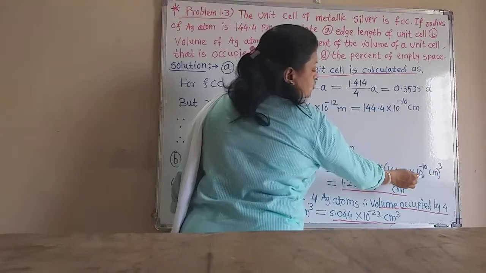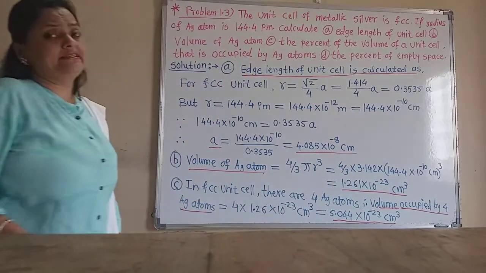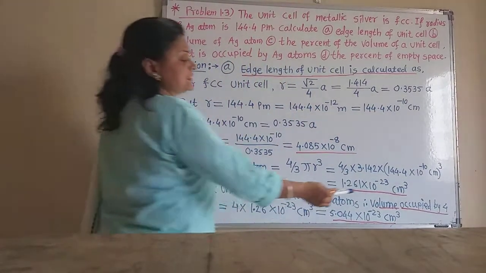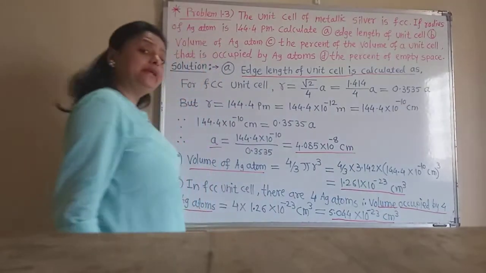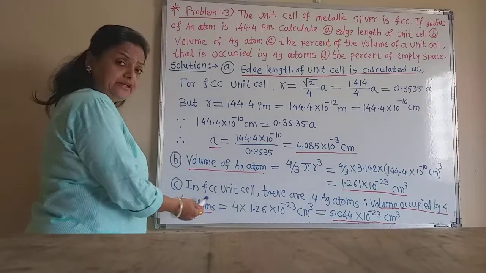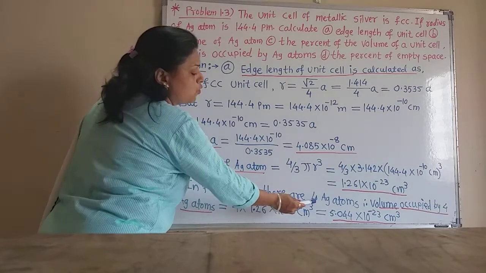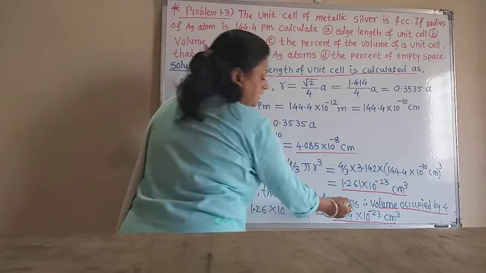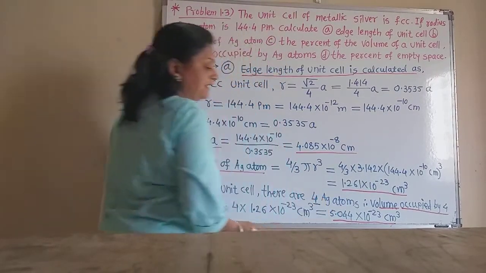This becomes 10 raised to minus 30, and then on adjusting the points, this is the centimeter cube. So here is also the unit centimeter cube. Now in FCC, face centered cubic unit cell, there are 4 silver atoms. There are 4 silver atoms.